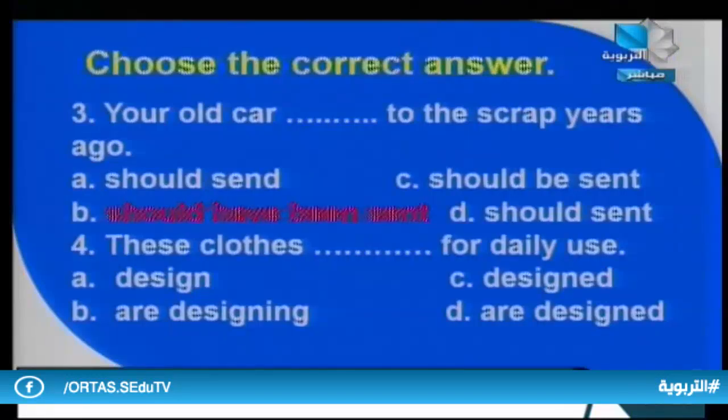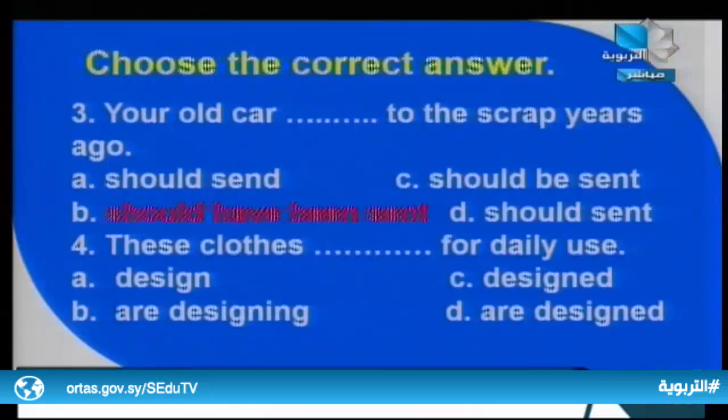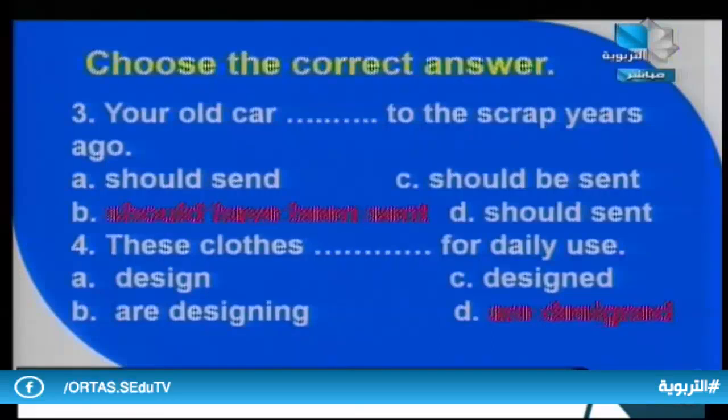Number 4: these clothes are designed for daily use. A, design; B, are designing; C, designed; and D, are designed. The correct answer here is are designed, because we've got "for daily use", and we've got something which is present simple. Good.